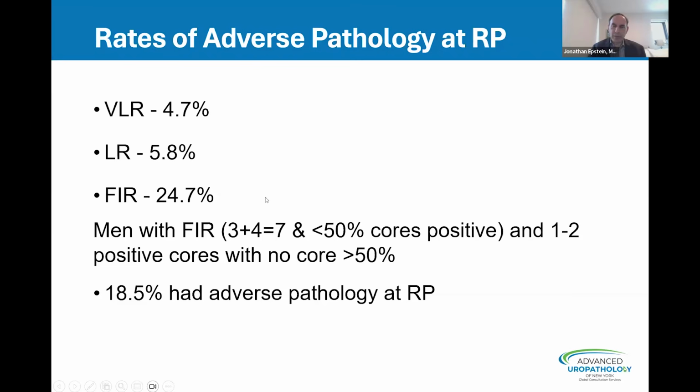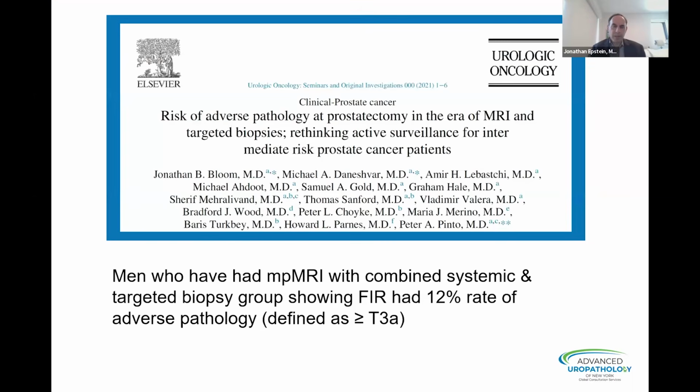Even if we try to take that favorable intermediate risk and say they only had 1 or 2 cores positive and not a lot of cancer in core, still almost 20% had bad pathology at radical prostatectomy. Again, raising questions about doing active surveillance for favorable intermediate risk. You can argue, what if they had a multiparametric MRI guided biopsy? Maybe that would be better at finding the aggressive cancer and finding who's the best candidates for active surveillance. And this study showed that even if you had a favorable intermediate risk on a multiparametric MRI guided biopsy, there was a 12% chance of having bad pathology. So again, maybe you would have been undertreating 12%. Not as bad, but still, it's a risk.